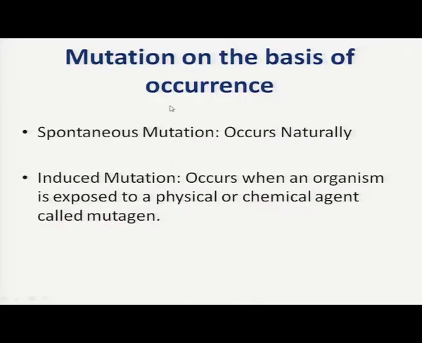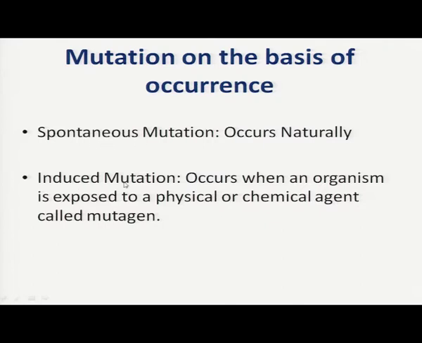Now, another type of mutation on the basis of occurrence. There are two types of mutation on the basis of occurrence. One is a spontaneous mutation and another is induced mutation. A spontaneous mutation occurs naturally. Naturally means there are no external factors which induce the mutation in the DNA. It occurs naturally, and such type of mutation is called a spontaneous mutation.